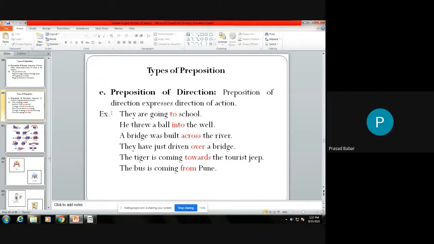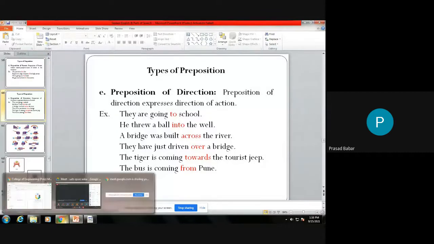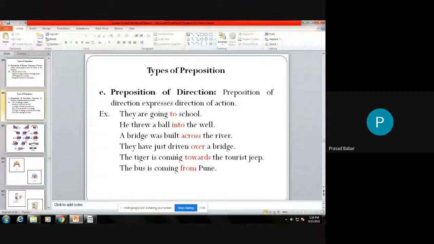So this is about the preposition of direction. A preposition of direction expresses the direction of action, in what direction that action has taken place. So let's discuss these prepositions with examples. First example is, they are going to school. So where are they going? If you ask this question, it is answered by to school. They are going to school.